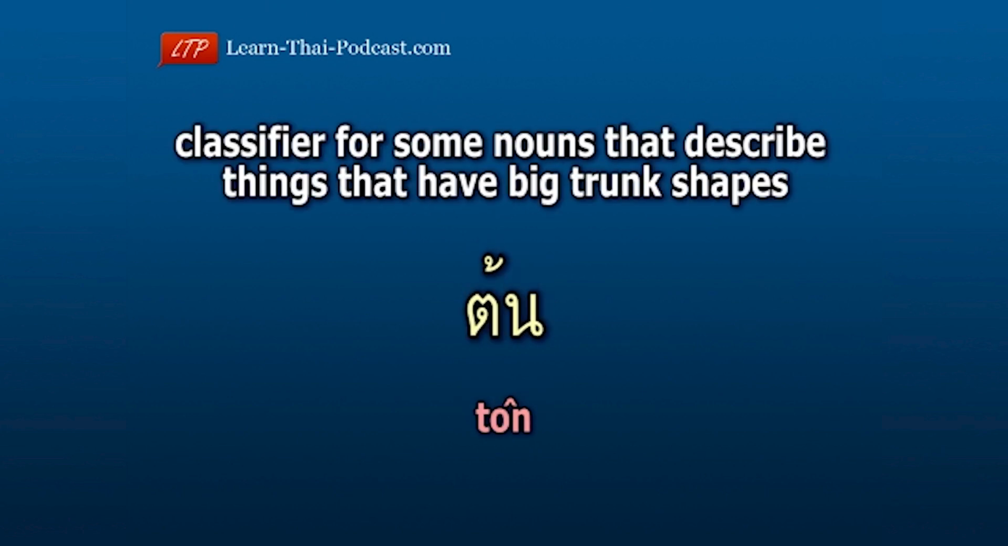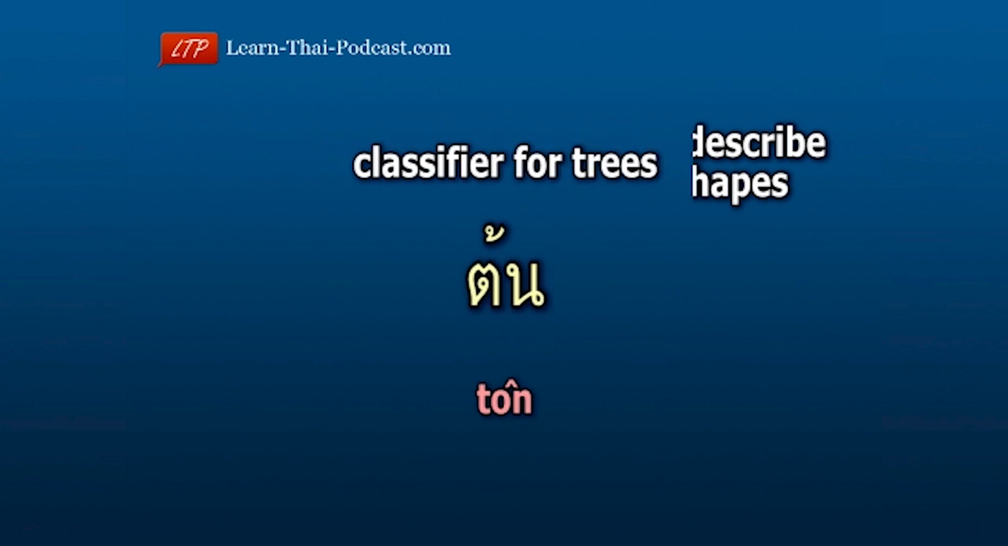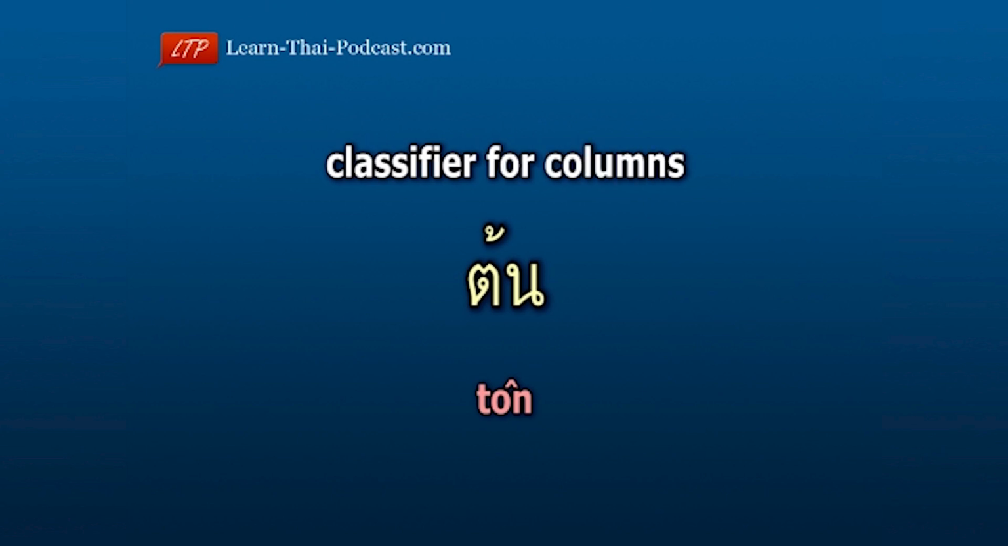Some nouns that describe things that have big trunk shapes like trees use the word ต้น as their classifier. For example, classifier for trees, ต้น. Classifier for columns, ต้น. Classifier for logs, ต้น. Classifier for antennas, ต้น.